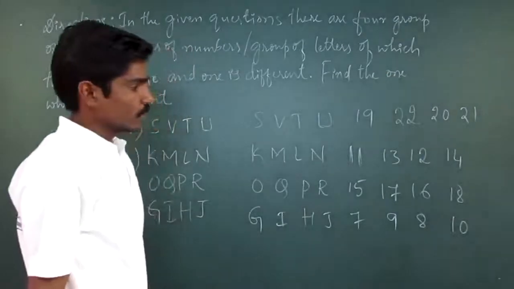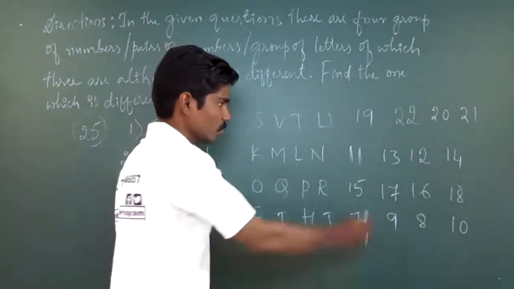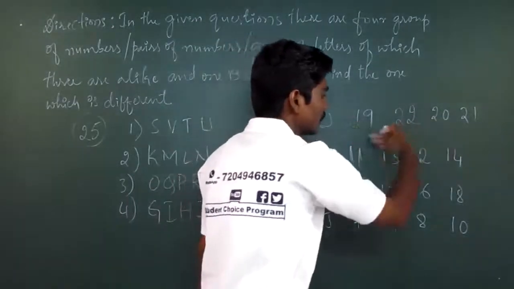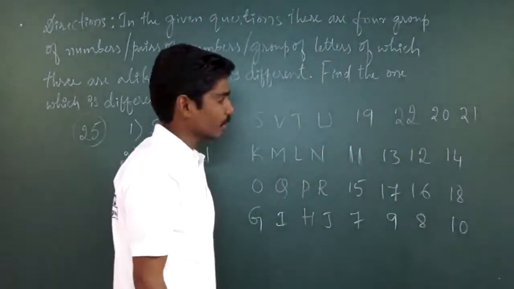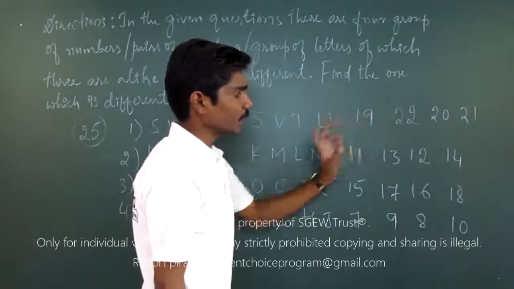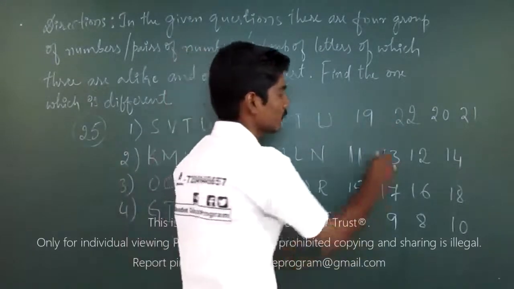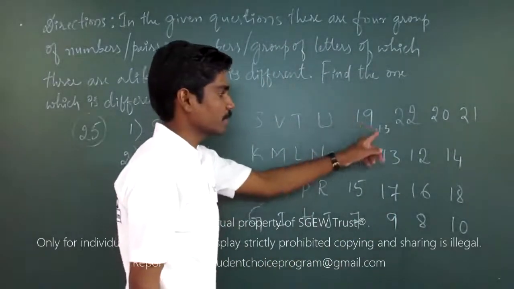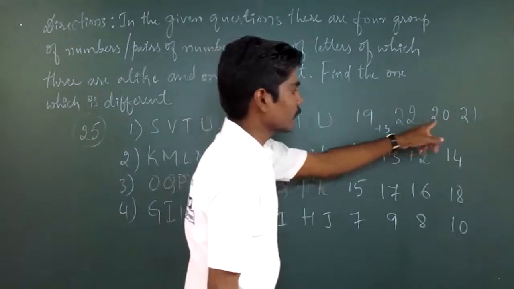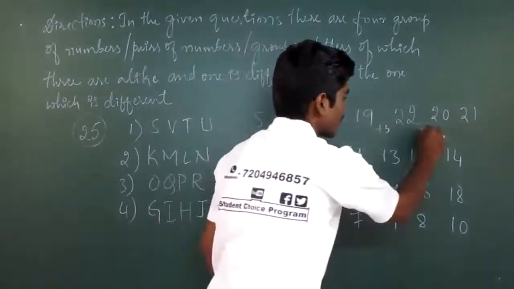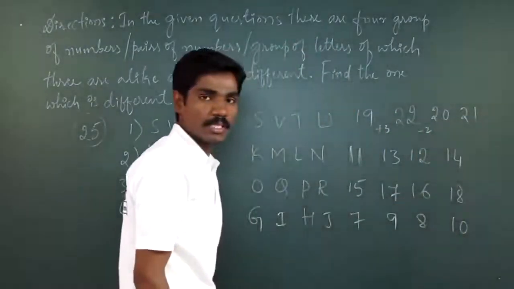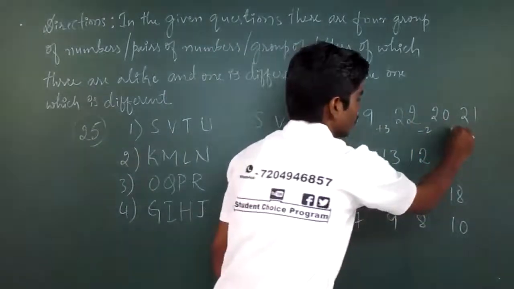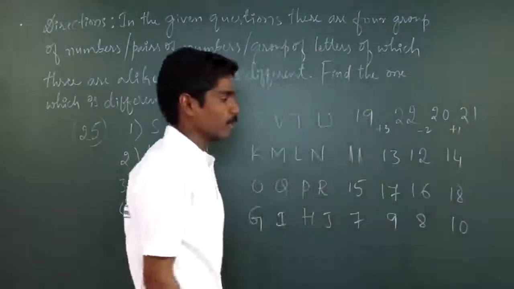Well friends, now see here. Try to get the relationship between these numbers. How do I get 22 from 19? By common analogy, if I add 3, that means 19 plus 3 is 22. Now how do I get 20 from 22? If I subtract 2. Similarly, how do I get 21 from 20? If I add 1.